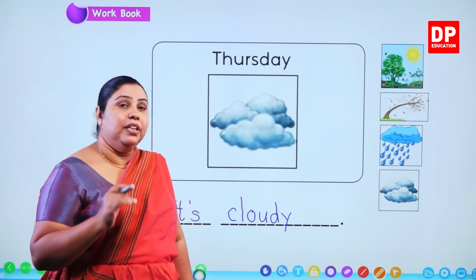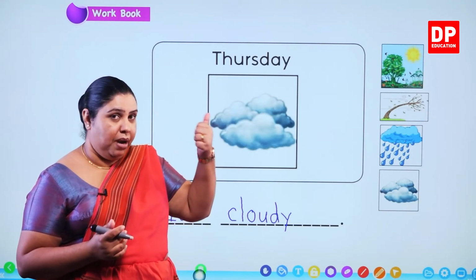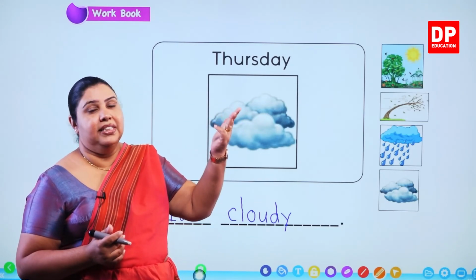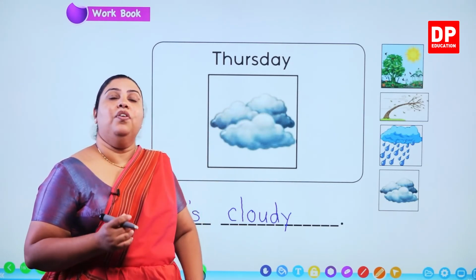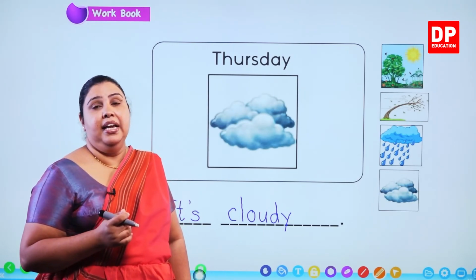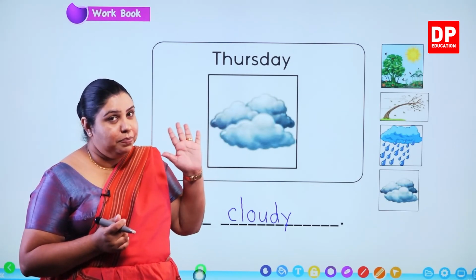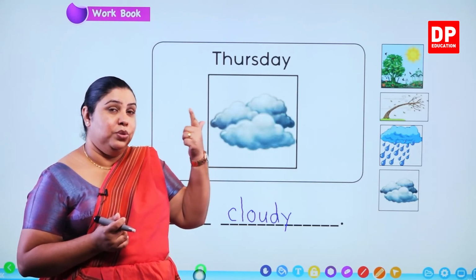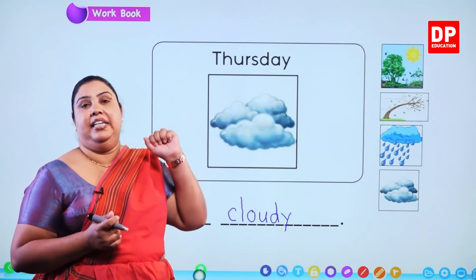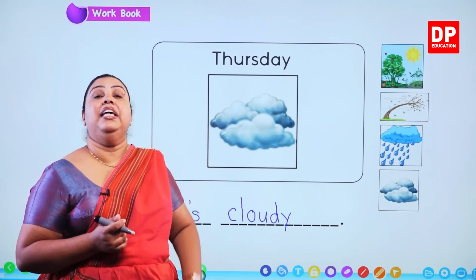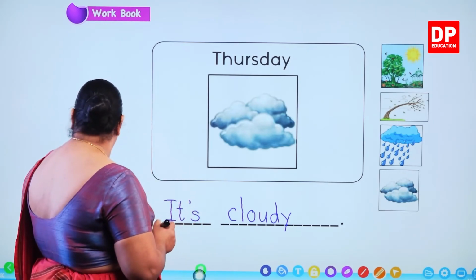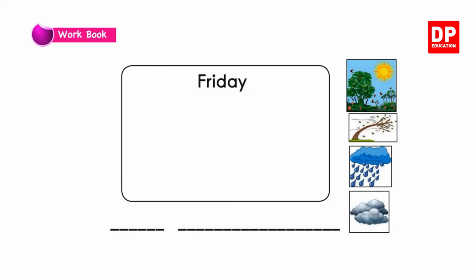Now, we have completed 4 days. Monday, Tuesday, Wednesday, Thursday. What is the last day of the week? Out of the weekdays, what is the last day? There are 5 weekdays in a week. Monday, Tuesday, Wednesday, Thursday, Friday. Those are the 5 weekdays. What is the last weekday? That is the day Friday. So now we will move on to our next slide.